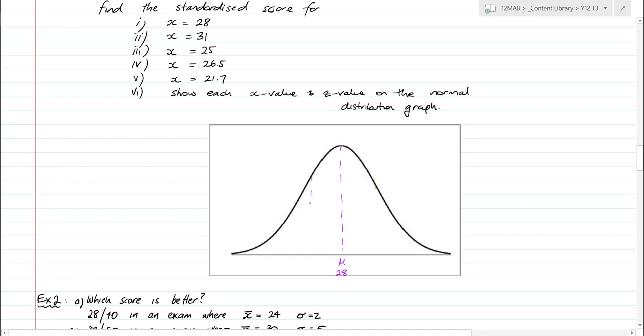And then one standard deviation below mu, so this is mu minus sigma, this is 25 because standard deviation is 3. And two standard deviations below mu is down here, so it's mu minus 2 sigma, and this is 22. And three standard deviations is mu minus 3 sigma, and that's 19. And hopefully you can see where I'm going with this. I'll just finish it off, and we'll add the Z scores on a little bit later. So I've got mu plus sigma, mu plus 2 sigma, and mu plus 3 sigma. And that's 31, 34, and 37.